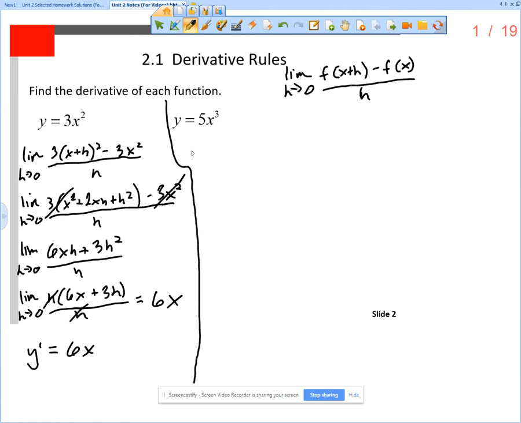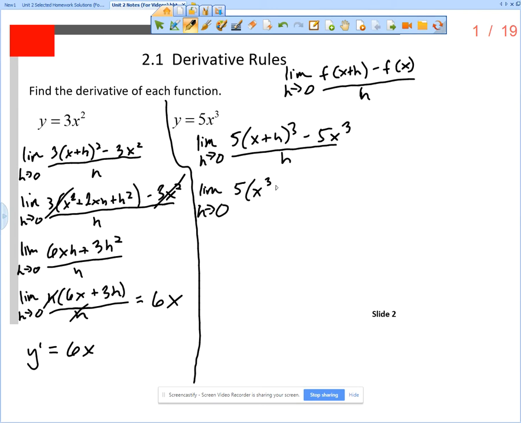All right, so once again, I'm going to start off. Limit as h approaches 0 of 5 times (x plus h) cubed minus 5x cubed divided by h. So I'm going to multiply (x plus h) cubed out. Now, yes, this means (x plus h) times (x plus h) times (x plus h). But you should recall from pre-calc when you did the binomial theorem that (x plus h) cubed actually multiplies out to be x cubed plus 3x squared h plus 3xh squared plus h cubed. And then I have the minus 5x cubed, and then all divided by h.